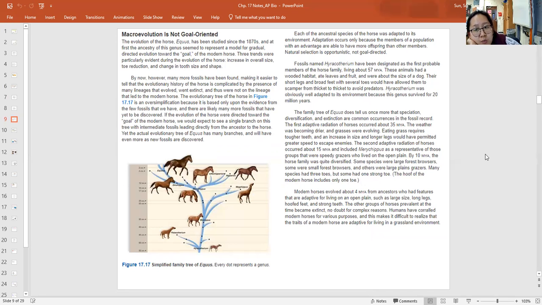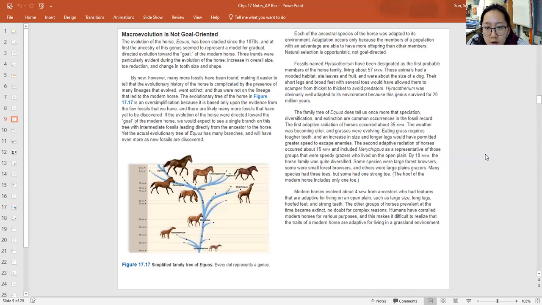So each of the ancestral species of the horse was adapted to its environment. Adaptation occurs only because the members of a population with an advantage are able to have more offspring than other members, right? Increased fitness. Natural selection is opportunistic. It's not goal-oriented. Whoever at the current moment is best able to survive is going to be best able to produce more offspring.